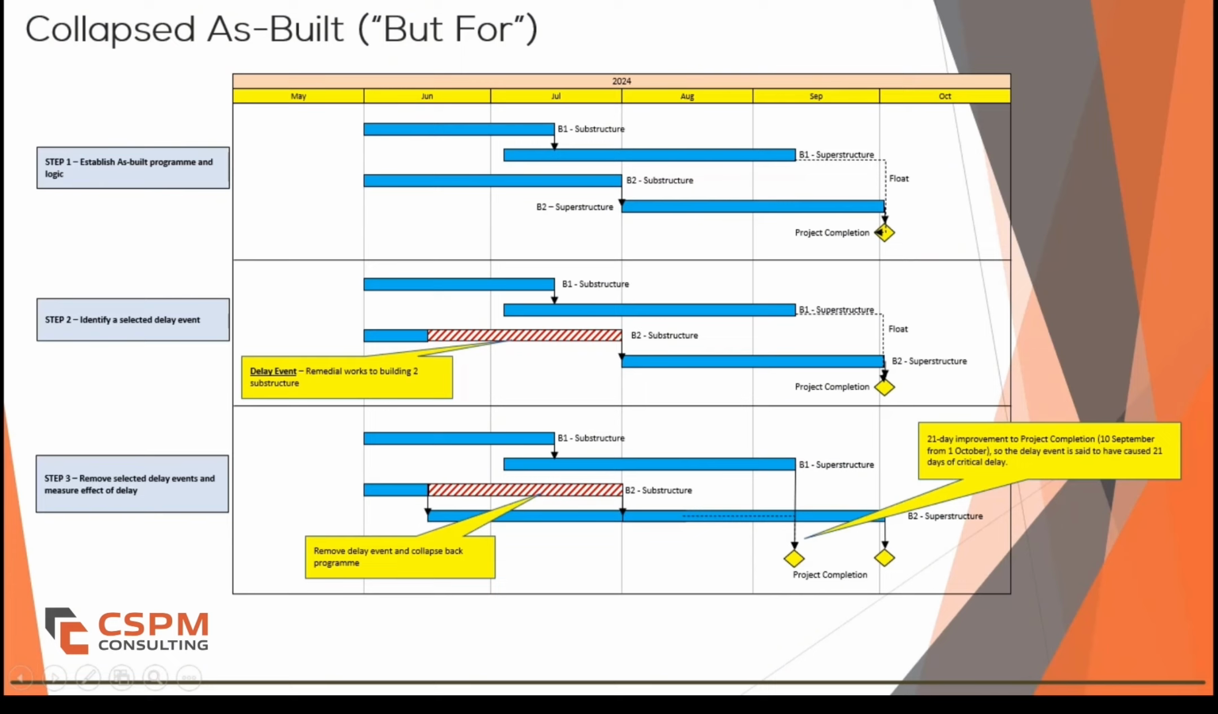We then remove this delay event and recalculate the schedule. Without this delay, the project would have finished by September 10th, 2024. The difference of 21 days represents the critical delay attributable to this event. This simplified approach makes it easy to determine the delay duration, but it does not account for other potential factors that could have affected the timeline.